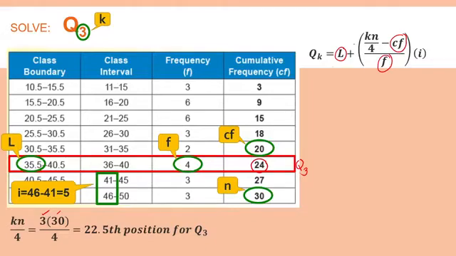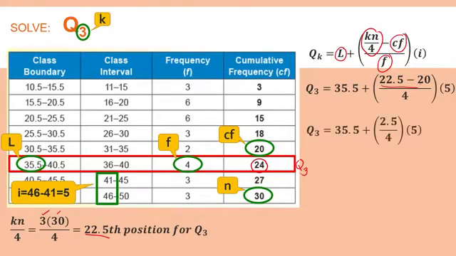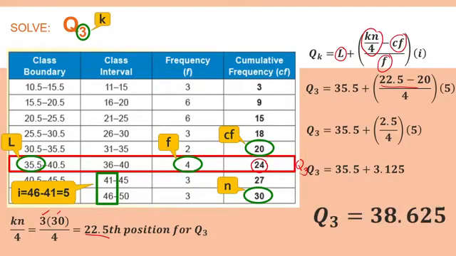And take note, Kn over 4 is 22.5. So substituting everything to the formula, then subtracting these two, you will get 2.5. 2.5 times 5 divided by 4 is how much? 3.125 plus 35.5 is how much? 38.625. Or you can round this off. This is 38.63. Okay? So this is now the value of our third quartile.